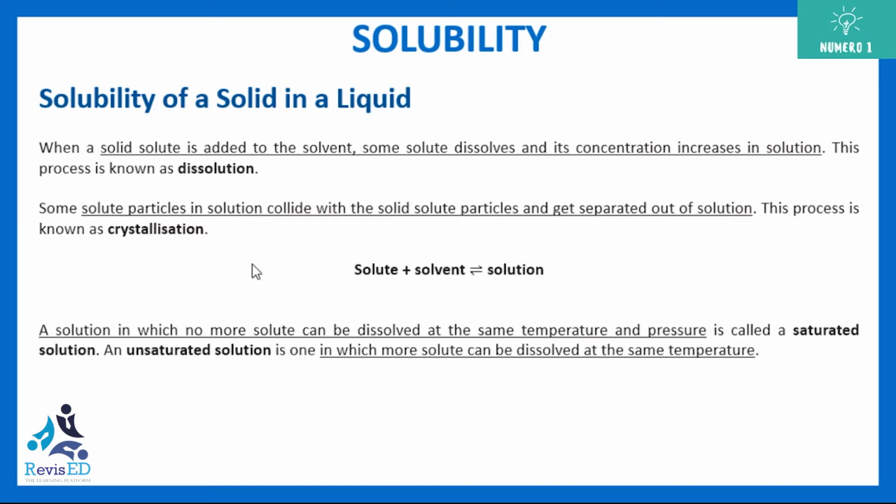Now, one thing that you should focus on here is the saturated solution. A saturated solution is a solution in which no more solute can be dissolved at the same temperature and pressure. If you keep constant temperature and pressure, and you cannot dissolve more solute, then you call the solution a saturated solution. And if you are able to dissolve more solute at the same temperature and pressure, then it is called an unsaturated solution.